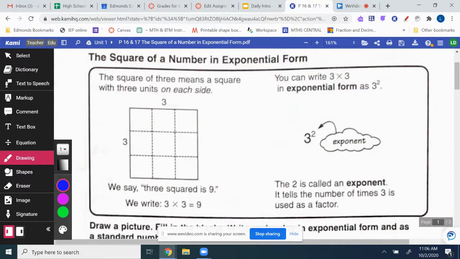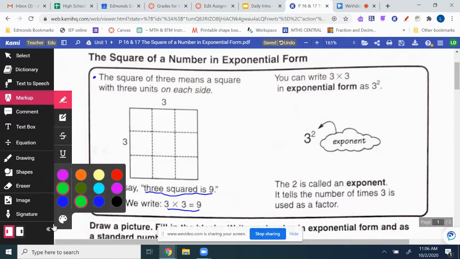So the square of 3, and I'm reading right here, the square of 3 means a square, as they drew for you here, with 3 units on each side. We say 3 squared is 9. We write 3 times 3 is 9. This is old to you. You guys got this. What's new is this part right here.